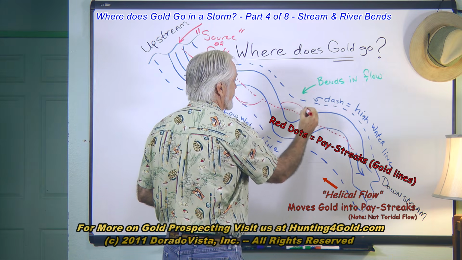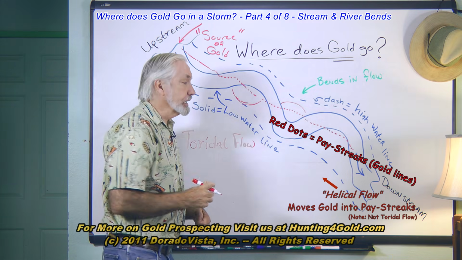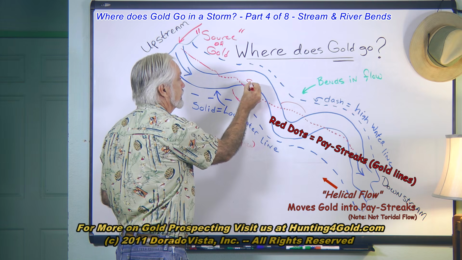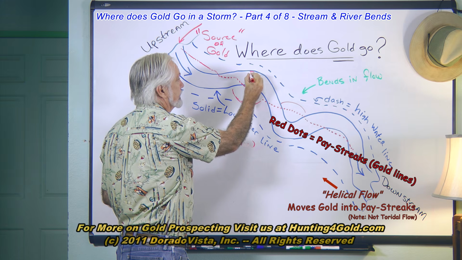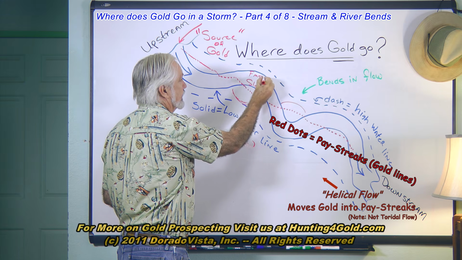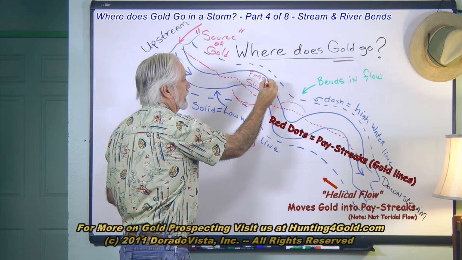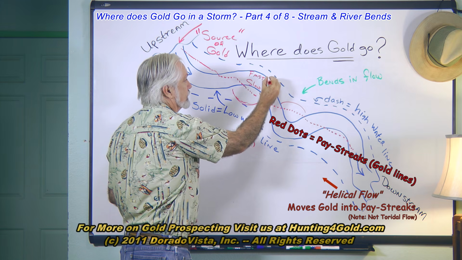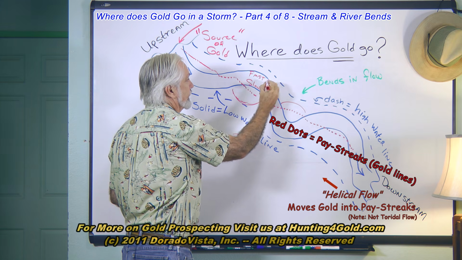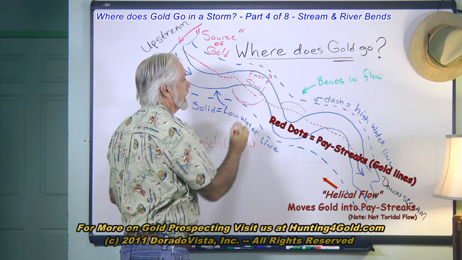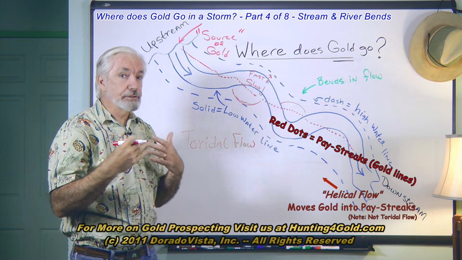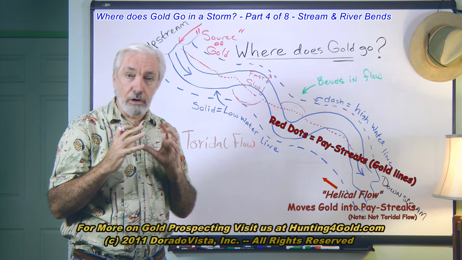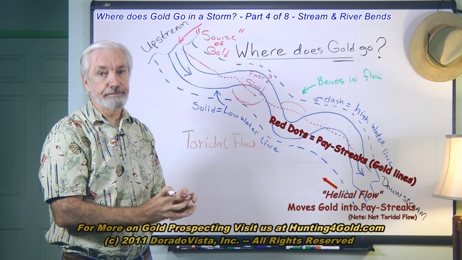So wherever there is a bend, the inside of the curve is slow, and the outside is fast. Okay? So when we're talking slow and fast, this is in flood. So clear out to these dashed lines. The slow side, wherever it slows down just enough, is where the gold will start to fall out and deposit.